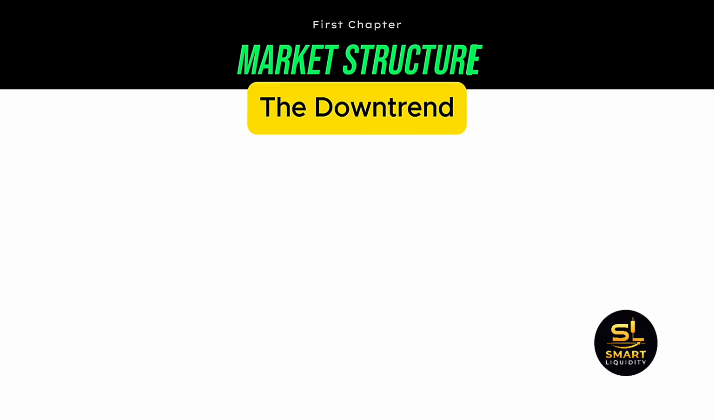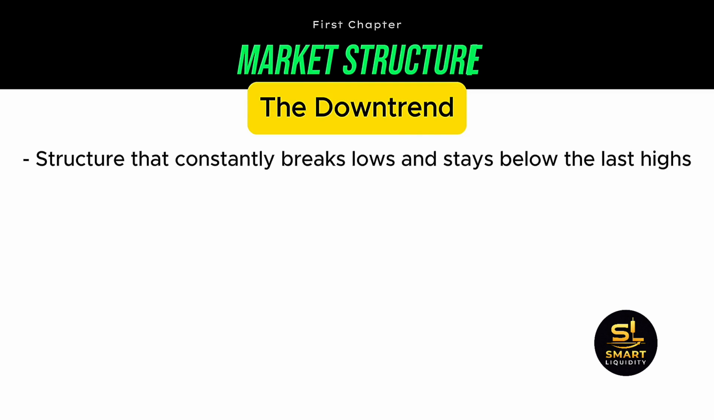The second type of market movement is the downtrend, oppositely to the uptrend. The downtrend is a market structure movement that repeatedly breaks the past lows while holding the price below the last high. This movement is often characterized by a lower low and lower high. So the high time frame trend is a downtrend.